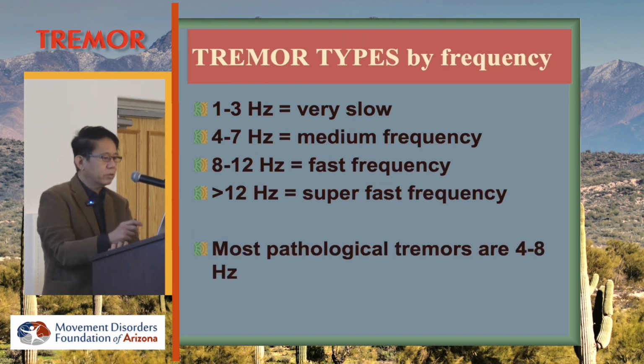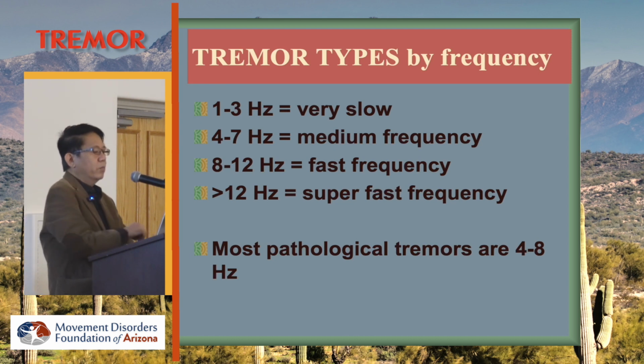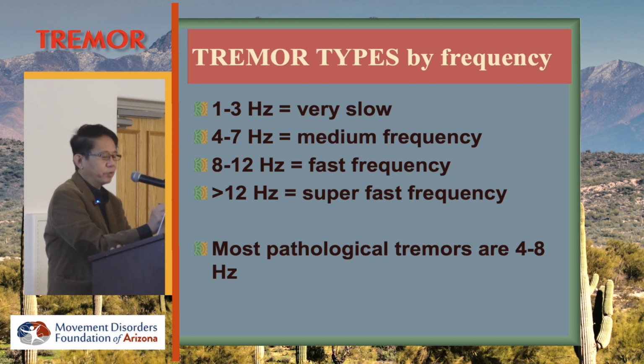And then we also look at the tremor based on frequency, and most of the pathological tremors fall within a certain frequency of 4 to 8 hertz. Although in my practice we see tremors of all types. So very slow means 1 to 3 hertz. Hertz refers to beats per second. So 1 to 3 hertz, and then 4 to 7 is medium frequency. 8 to 12 is fast, and then more than 12 hertz is super fast.